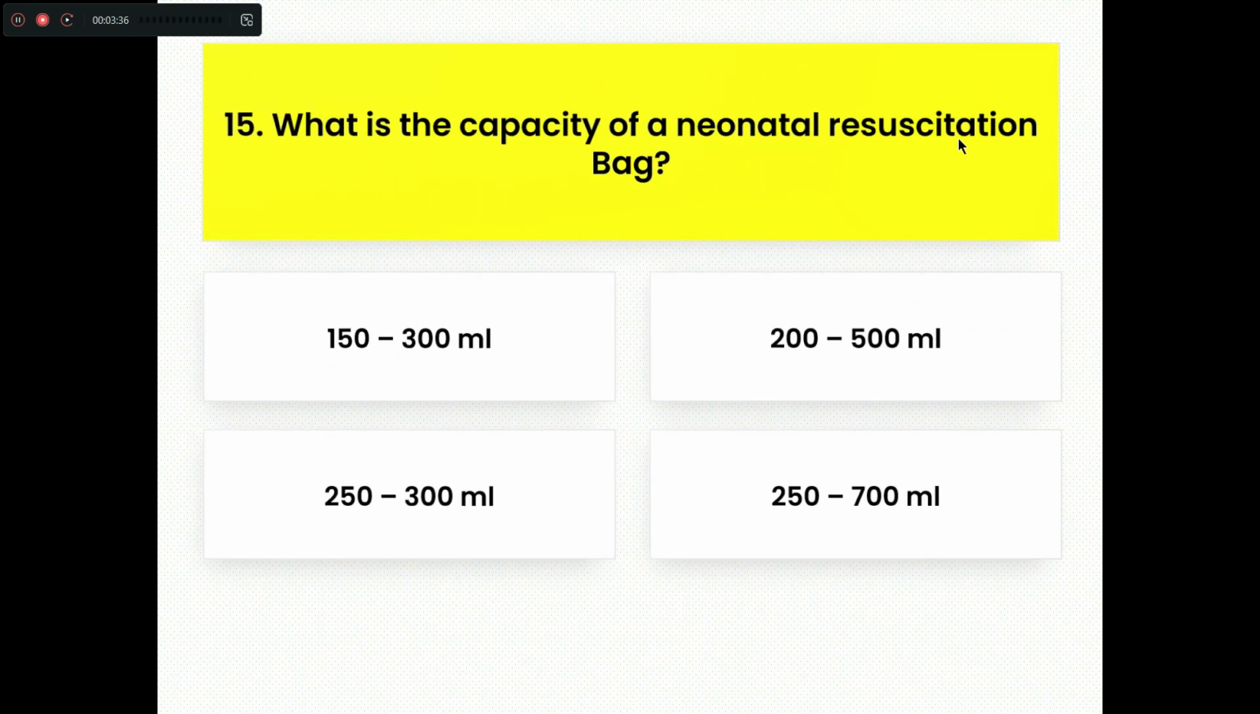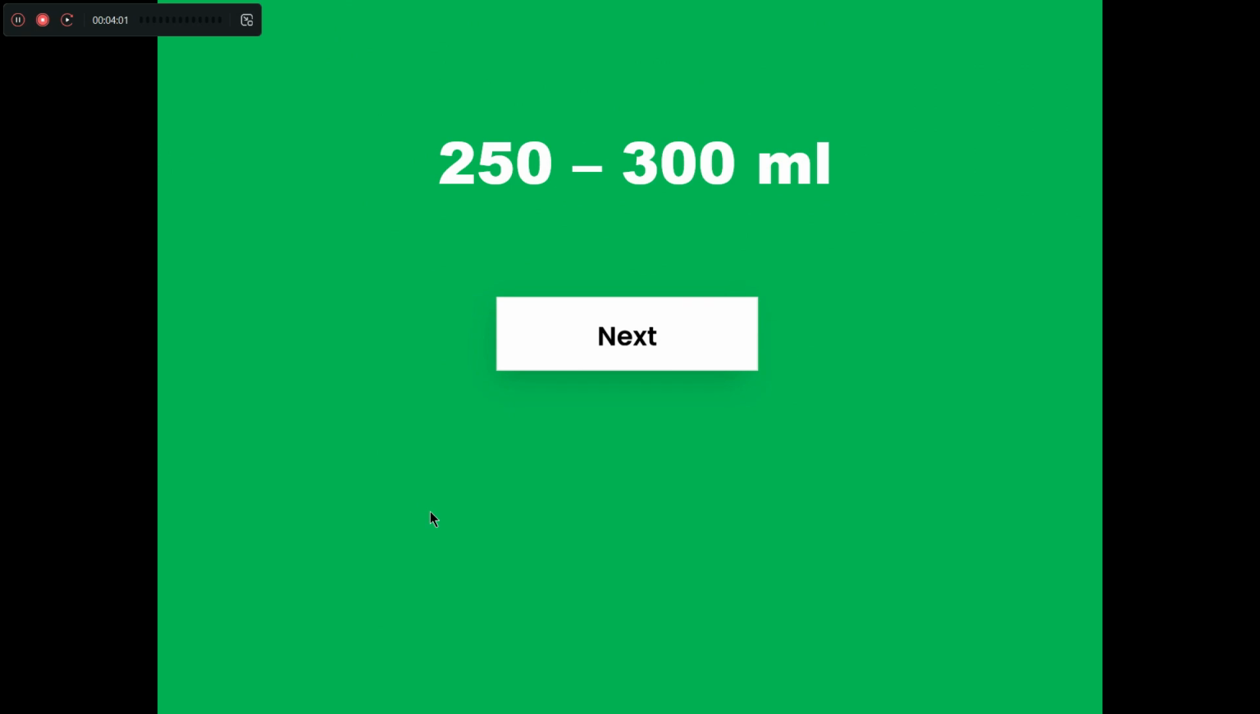What is the capacity of a neonatal resuscitation bag? Option A, 150 to 300 ml. Option B, 300 to 500 ml. Option C, 250 to 300 ml. And option D is 250 to 700 ml. The right answer, the capacity of a neonatal resuscitation bag is 250 to 300 ml. Option C is right.